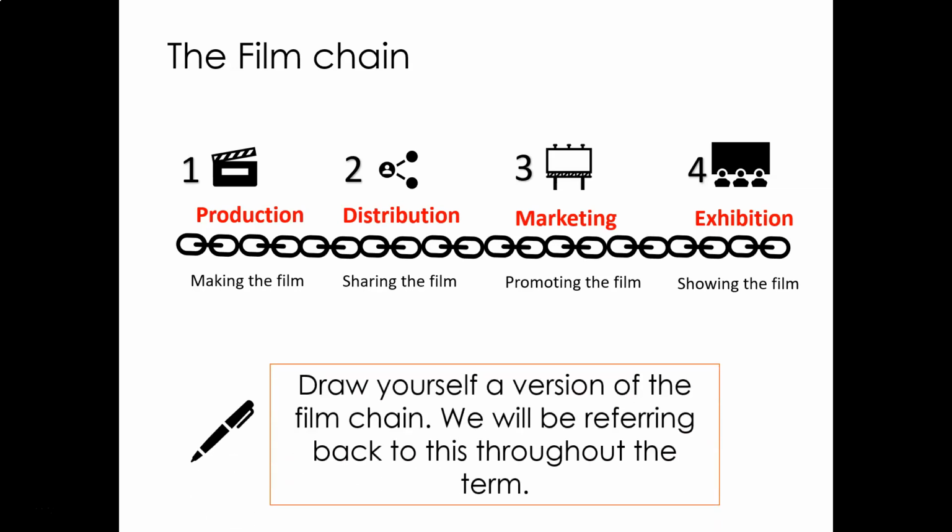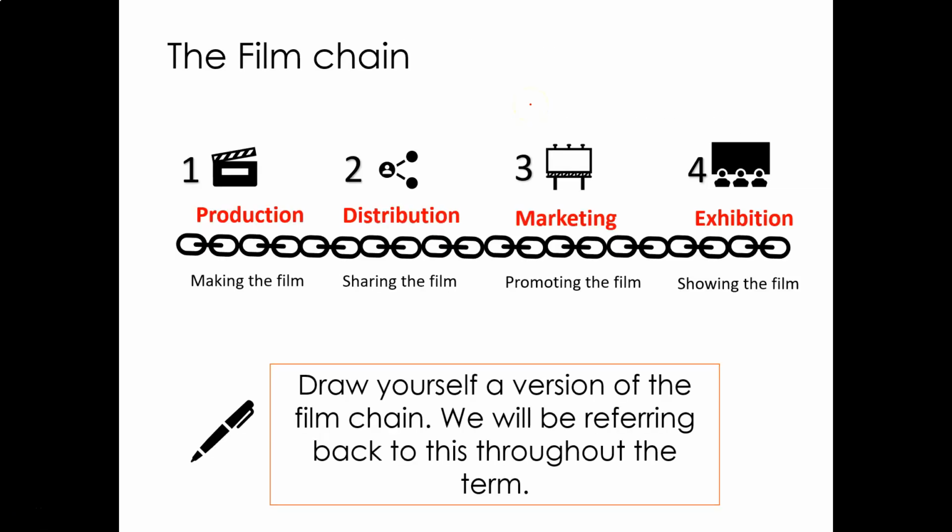So I would like you now to draw yourself a version of the film chain. We will be referring back to this throughout the term. Feel free to make it as simplistic or fancy as you like. You can either just draw a line across or you can draw a chain. And equally, you can just label each one, or you could do an icon to go with it. So pause the video and spend a few minutes drawing yourself a version of the film chain.